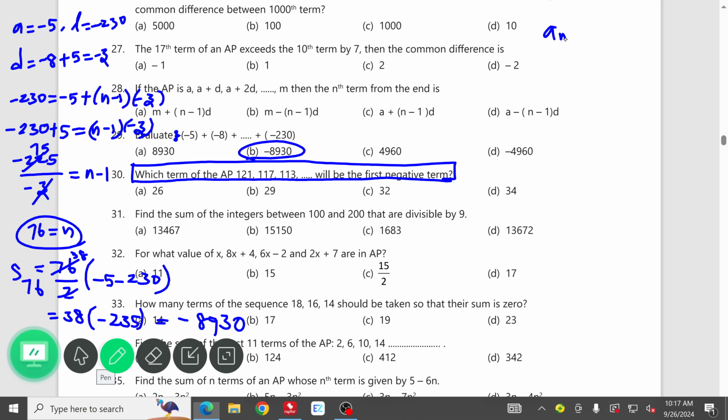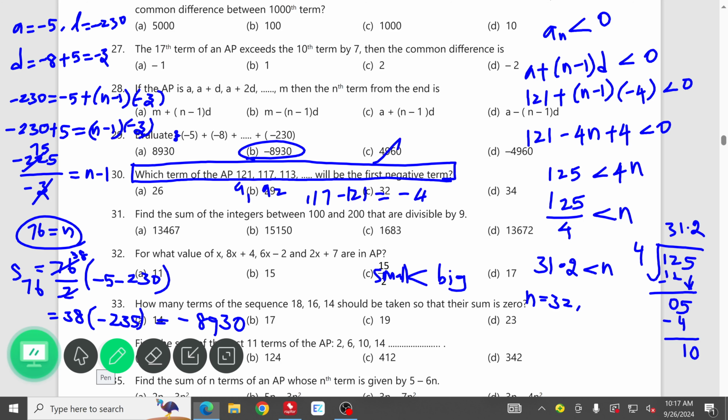Then what is the first? The question is, what is the first negative term? N value we can say 32 onwards: 32, 33, 34, 35, 10,000, lakh, crore, anything you can take. But they said first negative term, so the first n value is 32. So A32 is the first negative term of the AP. If you have a doubt, you find A32, you will get the answer in the negative.